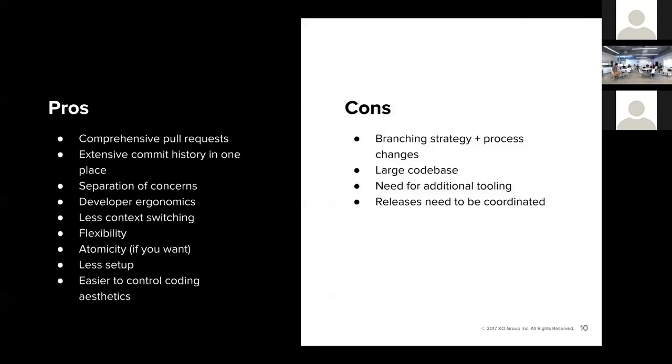Some cons that we've found, which you should just take for what they are: branching strategy and process changes. Obviously, if you have multiple teams working inside of a single code base, branching all of a sudden becomes much more important than with a close-knit group of 4 to 5 engineers. You need a really defined strategy so that you don't run into as many conflicts and you're making sure everyone has the most recent changes at all times.